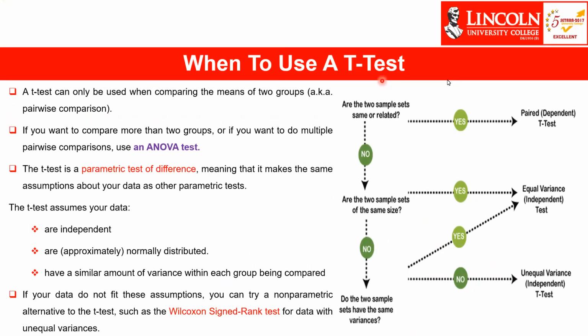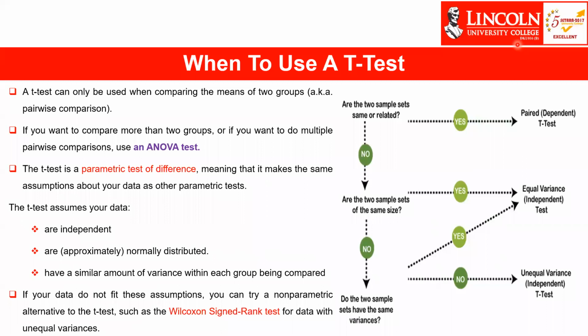Now, when do you actually use a t-test? A t-test can only be used when comparing the means of 2 groups. That is pairwise comparison. If you want to compare more than 2 groups, or you want to do multiple pairwise comparisons, it is advisable to use the ANOVA test.